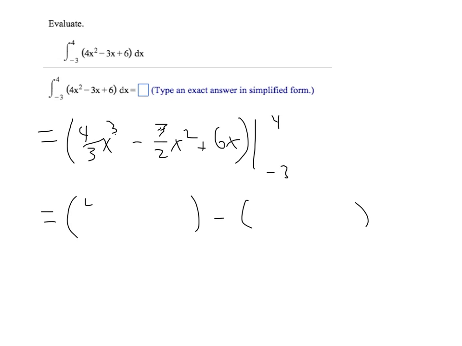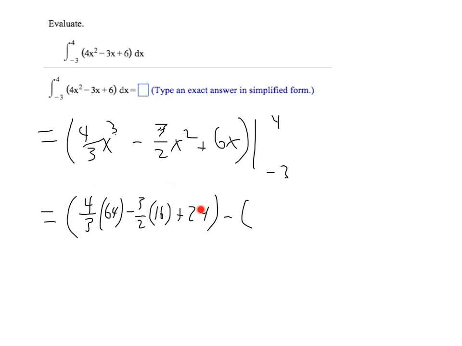I'll do this in steps. So 4/3 x cubed, when x is 4, that's 4/3 of 64, since 4 cubed is 64. 3/2 of 4 squared is 3/2 of 16. And 4 times 6 is 24. So that's what I would have for just the part where I'm putting 4 in for x in all these pieces.